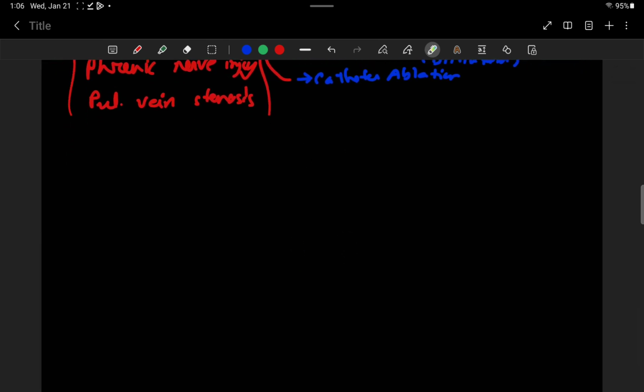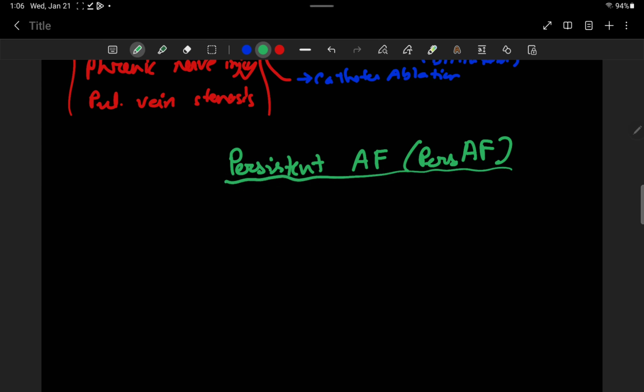atrial fibrillation. Now the second line of treatment, that is persistent atrial fibrillation. So that was paroxysmal, this is persistent AF. Now there are two sides of this treatment. One is you have to do rhythm control. Second one is the rate control.